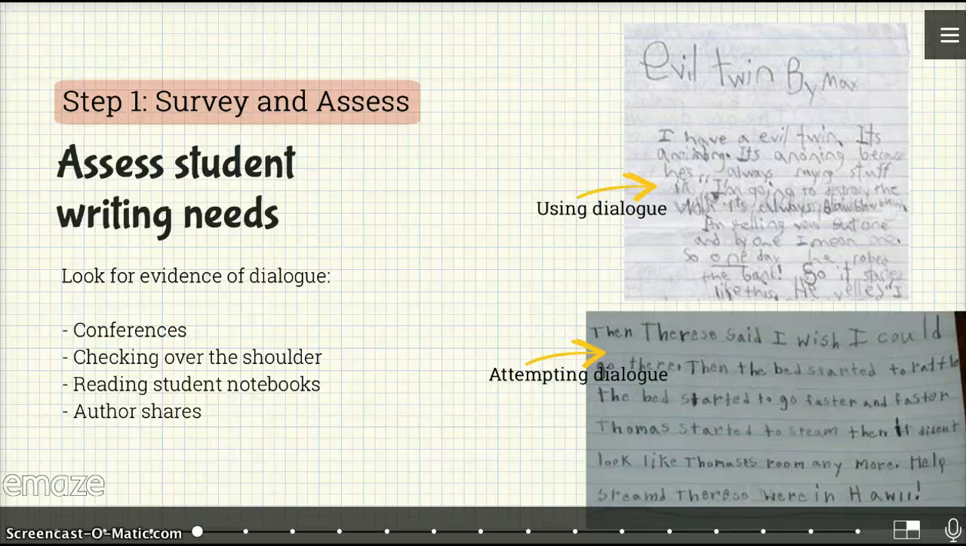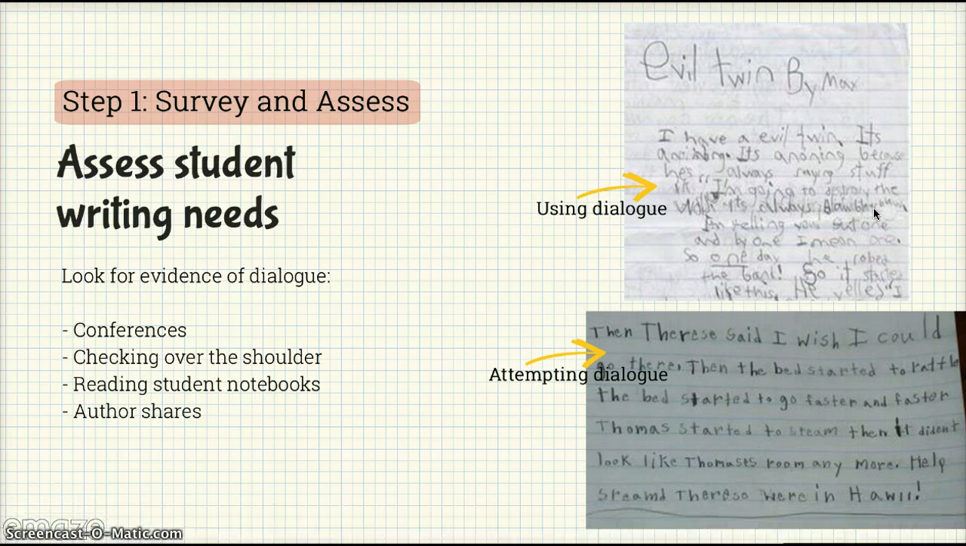And so we're going to apply this to mini lessons about dialogue. The first thing that we'll need to do is to survey and assess where our students actually are and what they're actually doing. I used two examples, the top one by Max and the bottom one by a student writer. If I were to look at Max's writing, I could see Max is actually using dialogue. I see examples of characters talking to one another, and I see examples of quotation marks. So I already know that Max is inserting dialogue into his story.